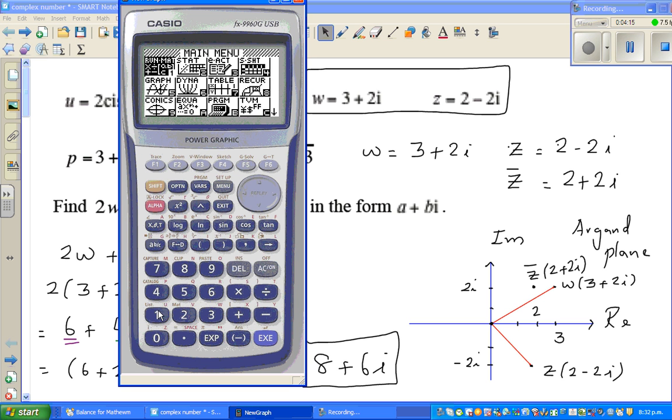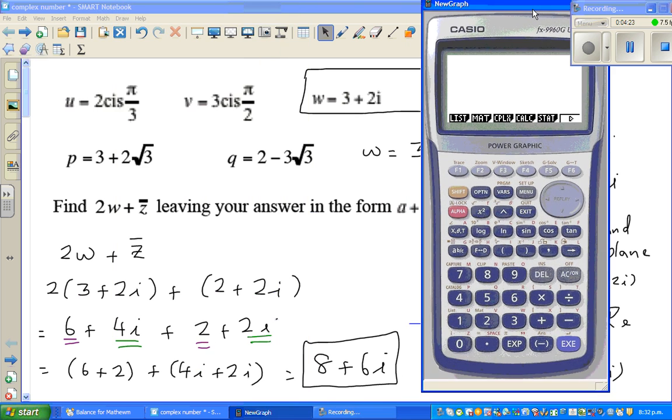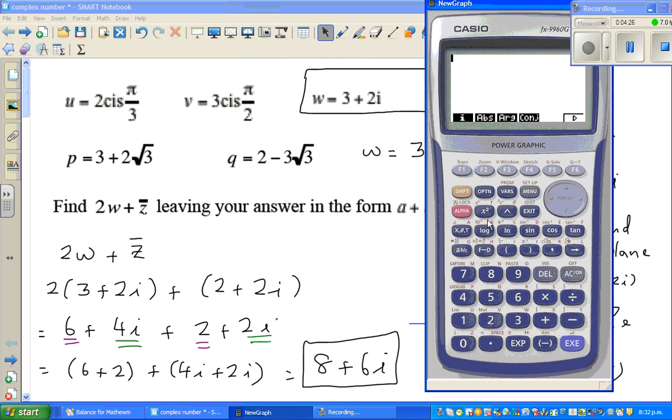So if you go to Run, let me delete this. Go to Option, and F3 is complex numbers. You press F3, and then you can type in 2 times W, which is 3 plus 2i, just like that, plus your Z prime, or Z dash, or conjugate of Z, which is 2 plus 2i. Oh, I should have put this in brackets. It would not matter though, but it's good to follow the tradition of putting in brackets. So this is 2 plus 2i, and you press enter.